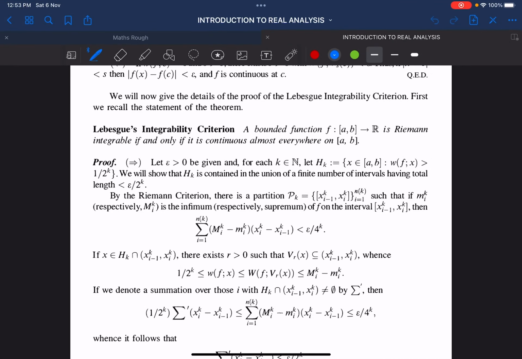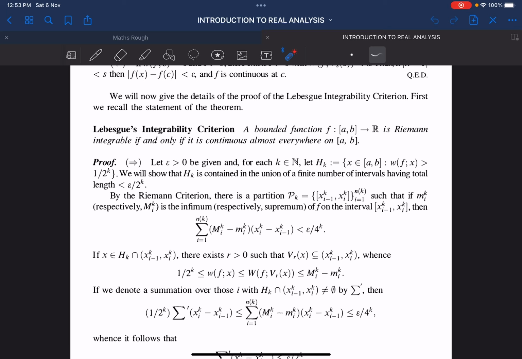Hello everyone. Today we'll be glossing over Lebesgue's integrability criterion. I am using the term glossing over because we'll be skipping over the details. We'll just refer to the book Introduction to Real Analysis by Bartle and Sherbert for the proof. So let me just highlight the criterion.